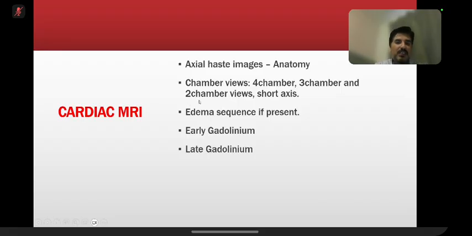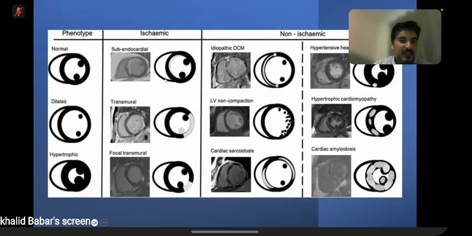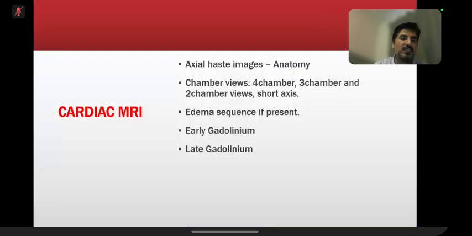We have some edema sequences, which are usually STIR or T2 star images, and we have post-contrast images. Usually in cardiac MRI, we take two types of post-contrast images. Unlike other post-contrast images, in cardiac MRI the late post-contrast images, which are usually done after 10 to 15 minutes, are extremely important, and I call them the cheat code. These are all late gadolinium sequences. If you are asked what is the most important sequence in cardiac MRI for the FRCR 2A exam, it should be the late gadolinium sequence, because you will diagnose most of the things on this sequence.